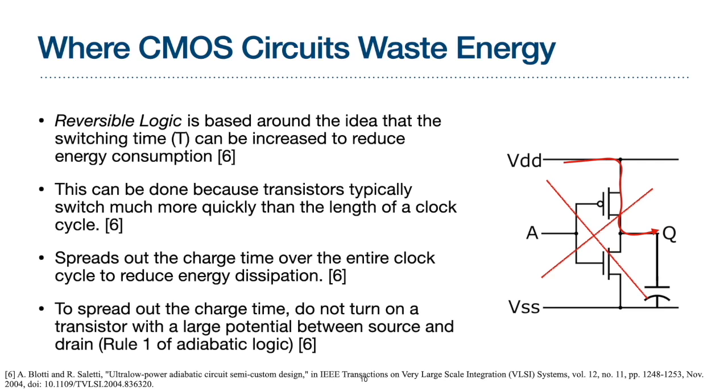By taking longer to switch, this spreads out the charge time over the entire clock cycle, which reduces energy dissipation across the gate. As a side effect, this also reduces the power demand on interconnects and power rails. To spread out this charge time, we must not turn on a transistor with a large potential between the source and the drain. As you might remember, this is the first rule of adiabatic logic.